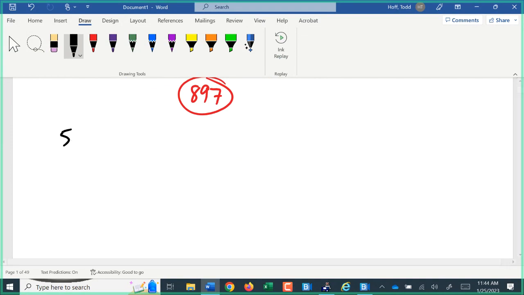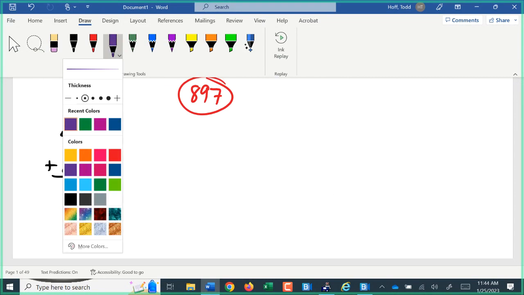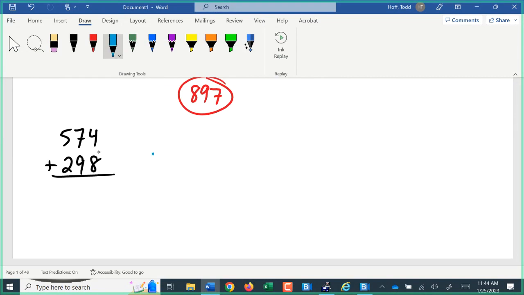We might have 574 plus 298. We start at the end of the number because we run into this. 4 plus 8 makes 12. We can't have two digits in the same place value, so we keep the 2 and carry the 1. 1 and 7 is 8, plus 9 is 17. Again, we keep the 7 and we carry the 1. 1 and 5 is 6, plus 2 is 8. We get 872.